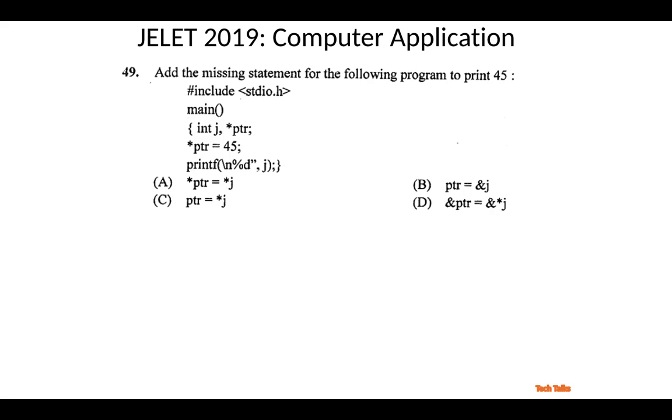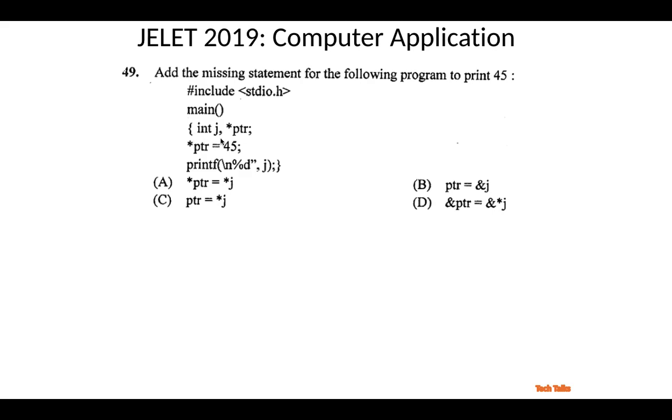Okay, next question is again a C question. It asks that out of these 4 options, which line we should put in here so that the program runs and generates an output of 45. It should print 45, so j equal to 45. So which of these 4 lines should we put here?